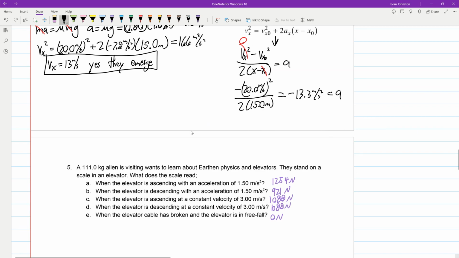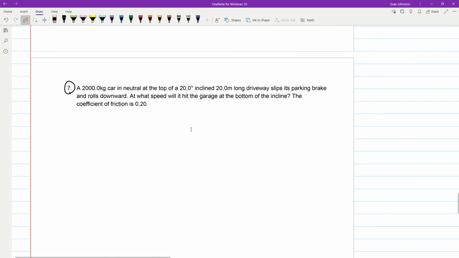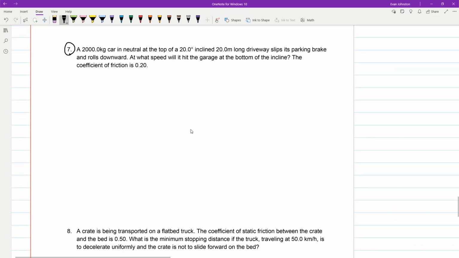Let's look at another challenging one, and it's actually an inclined plane, and it has friction. We have this 2,000 kilogram car, so this really is our mass. They didn't give us newtons, so this isn't F_G this time. It's at the top of a 20-degree incline, and this driveway is 20 meters long, so we're being given an x value. How far is it going to roll? I have no idea. Well, let's keep reading.